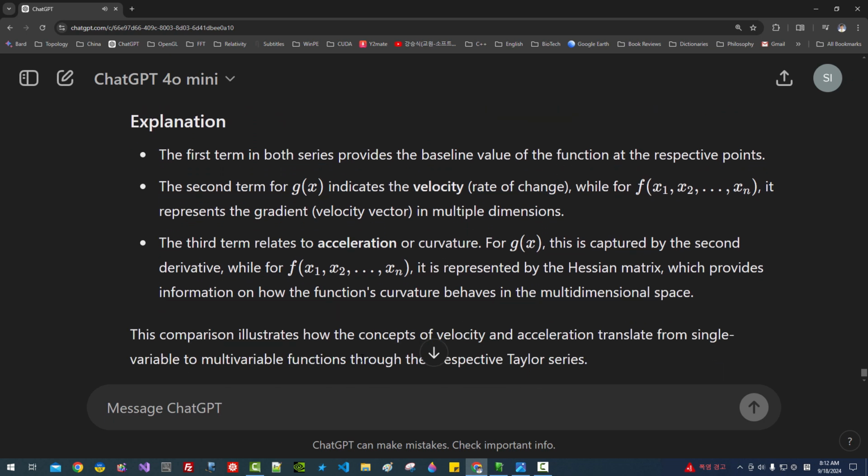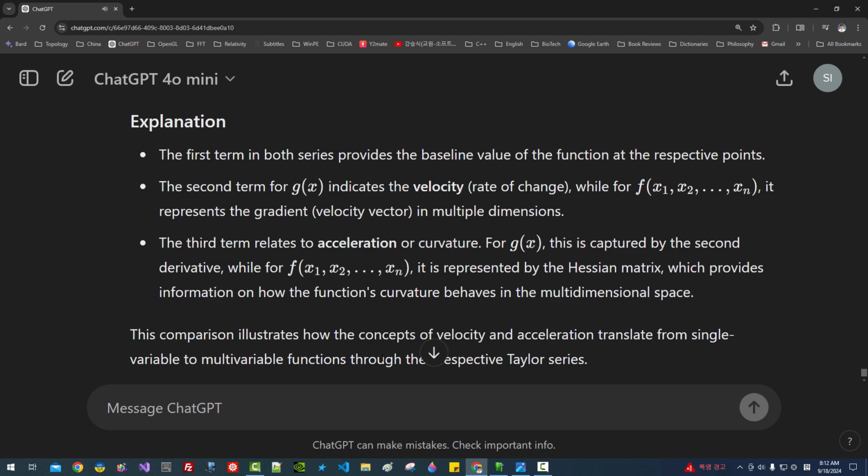The first term in both series provides the baseline value of the function at the respective points. The second term for g of x indicates the velocity rate of change, while for f(x1, x2, ..., xn), it represents the gradient velocity vector in multiple dimensions.